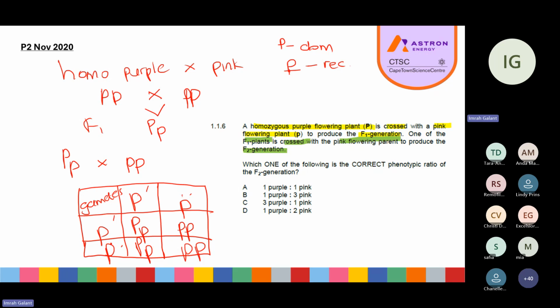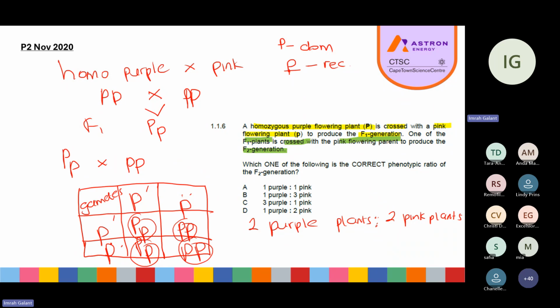So what are the phenotypes that we're looking at? At the end, these two plants over here are heterozygous, purple, so we have two purple plants. Then these two plants over here are homozygous recessive, meaning they are pink plants, so we have two pink plants. So we have a ratio of 2:2.